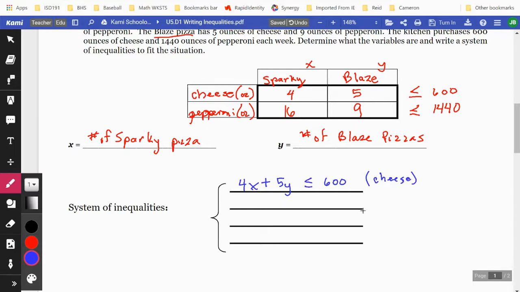Let's write a similar inequality for pepperonis. It's 16 ounces for every Sparky, and it's 9 ounces for every Blaze pizza, and the limit is 1,440 ounces of pepperoni.